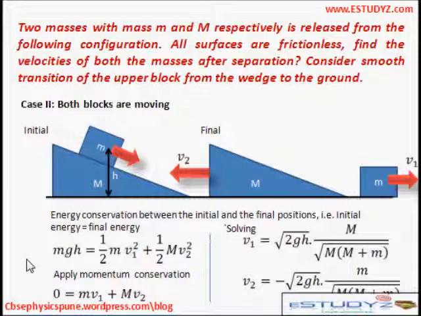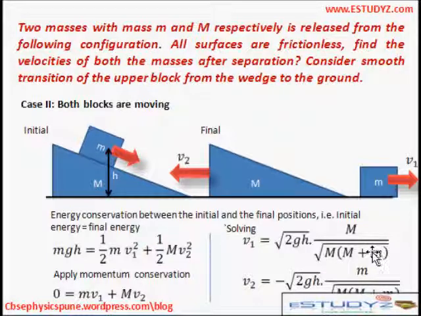What we have to do is take one more equation, and that is the momentum conservation equation. We have to apply momentum conservation. Here the initial momentum is 0 because both of them are at rest. Finally they are moving with velocities, so the momentum is mv1 plus Mv2. Solving these two, we'll get v1 as root 2gh multiplied by capital M divided by capital M plus m, and similarly v2 would be negative of root 2gh, and the mass would change, the other expression is the same.